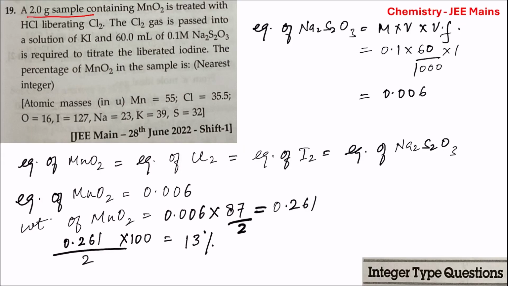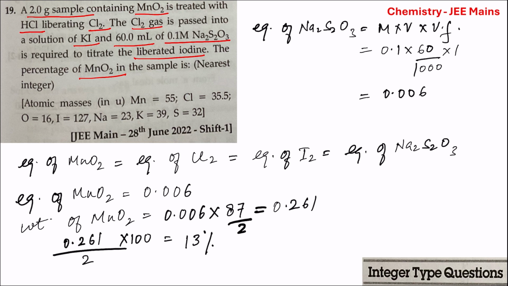A gram sample of MnO2 is treated with HCl. It liberates chlorine. Then chlorine gas is passed into a solution of potassium iodide, and 60 ml of 0.1 M Na2S2O3 is required to titrate the liberated iodine. The percentage of MnO2 in the sample is.